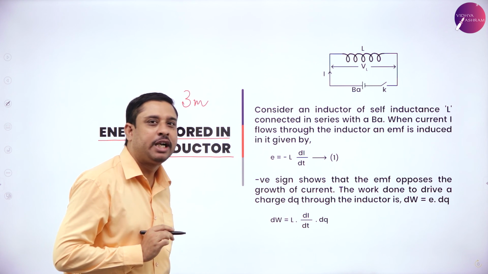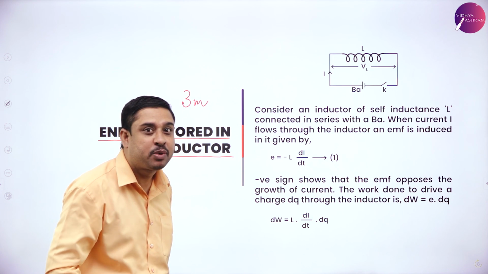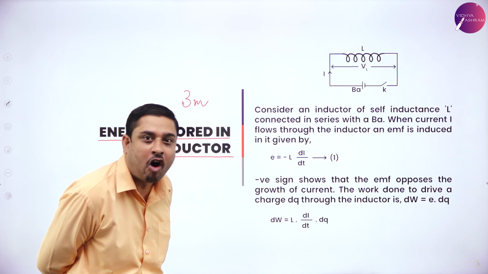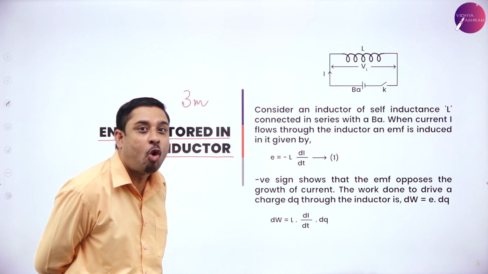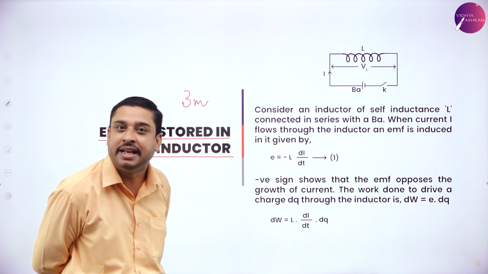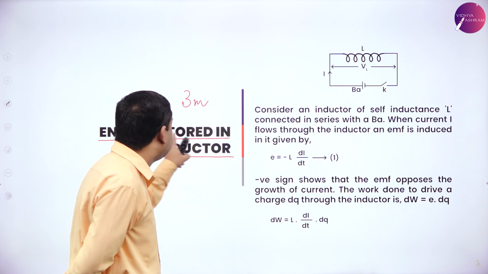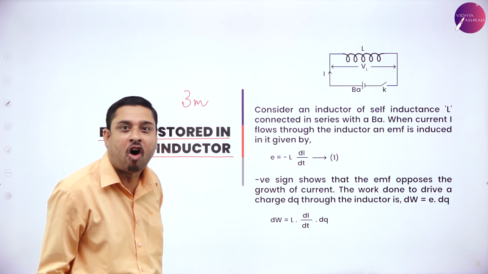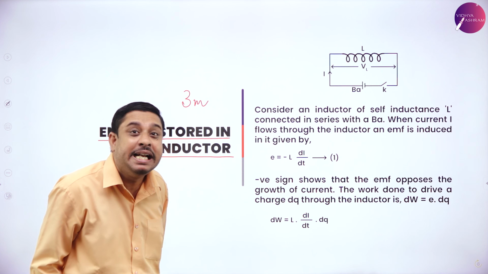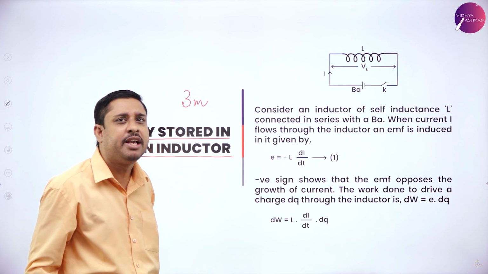Now, coming to a very important derivation, a 3-mark question usually asked: energy stored in an inductor. In the second chapter, I derived an expression for energy stored in a capacitor, half CV square. In the same way, now I shall derive an expression for the energy that is stored in an inductor. An inductor is nothing but a coil.